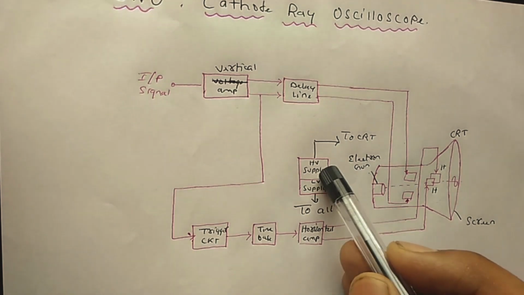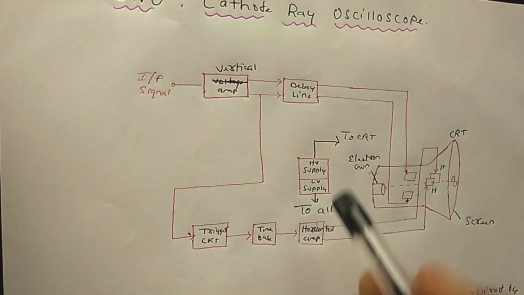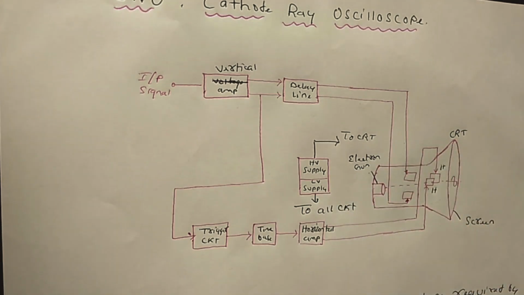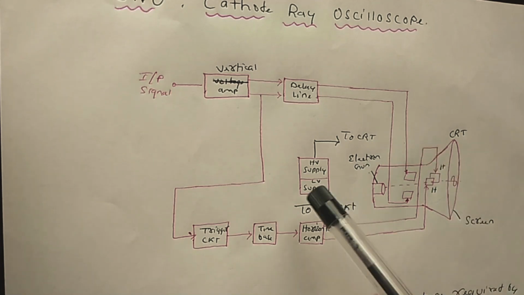And this is the power supply. We use two types of power supply, high voltage and low voltage. Why use two types? Because the CRT needs a high voltage power supply, around 1000 volts, to accelerate the electron beam. The other blocks, like the triggering circuit, time base, and horizontal amplifier, need a low voltage, around 100 volts. Okay, so you can understand the work of the CRT and the work of the power supply.